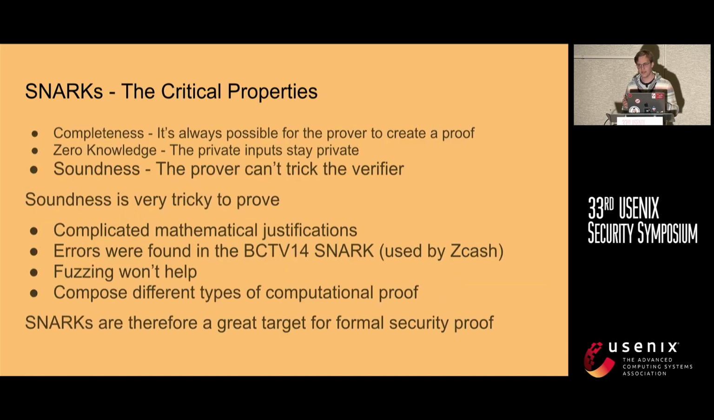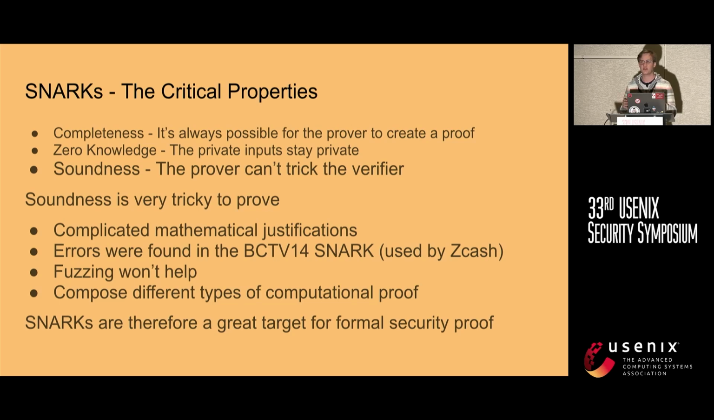So the critical properties, cryptographically speaking, that SNARKs need to satisfy: one of them is completeness. It should always be possible to create a proof if you're an honest prover. And there's also the zero knowledge property, which is commonly desired, which is that private inputs should stay private. But the property that we focus on in this work is really soundness, which is that the prover should not be able to trick the verifier.